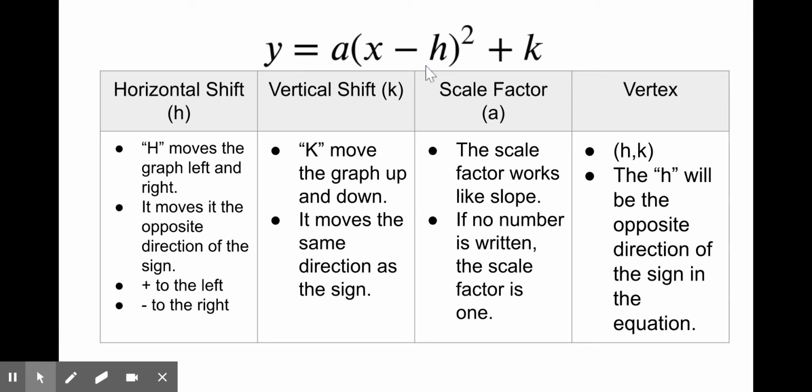Remember that h in your equation represents your horizontal shift. H moves the graph left and right, and it moves it the opposite direction. So if it's positive, your graph is moving to the left, and if it's negative, it moves it to the right. K moves the graph up and down, and it moves it the same direction as your sign, so the number at the end. A, your scale factor, works like slope. If no number is written, the scale factor is 1, and then your vertex is (h, k), and h will be the opposite direction of the sign in the equation.